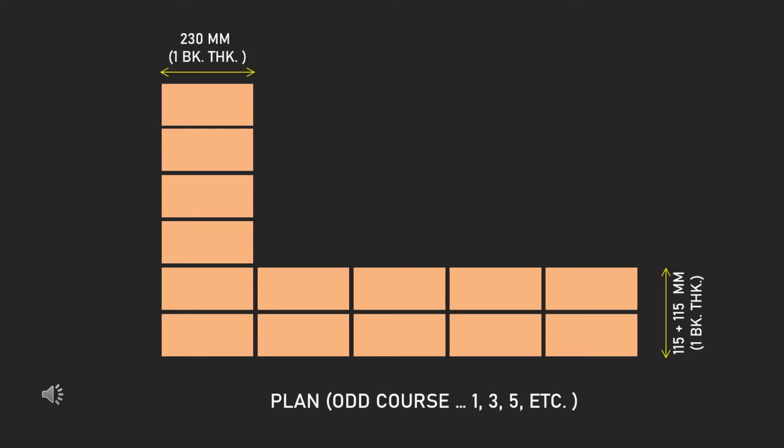We have already seen previously when we were learning about bonds what a course is, but just to summarize it, a course is one layer of bricks in any kind of bond. Now here we see the plan of the odd course. Now what is an odd course? Odd courses are the course numbers 1, 3, 5, 7, and so on and so forth. And they all have the same plan.